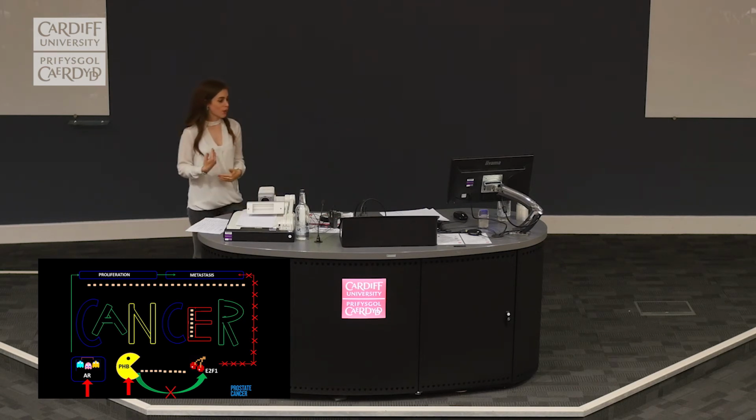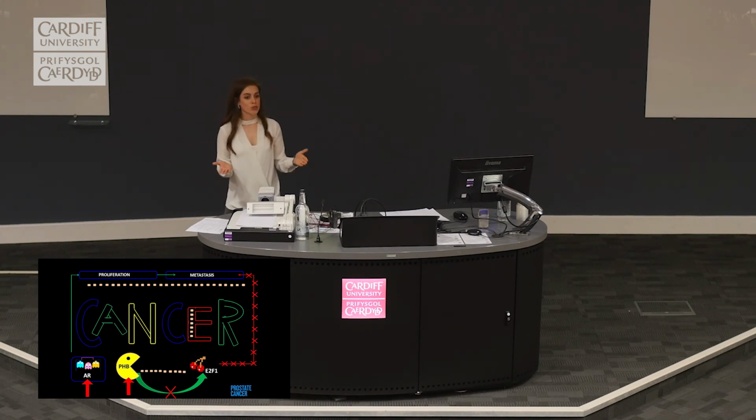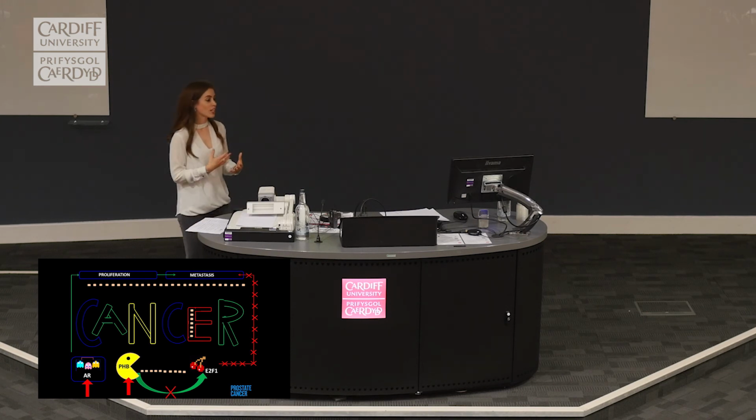So when you relay this back to my project, I'm saying that prohibitin, through the interaction of E2F1, is able to stop prostate cancer growth and movement across the body. This could hopefully relate to new treatment which is urgently required for prostate cancer patients.